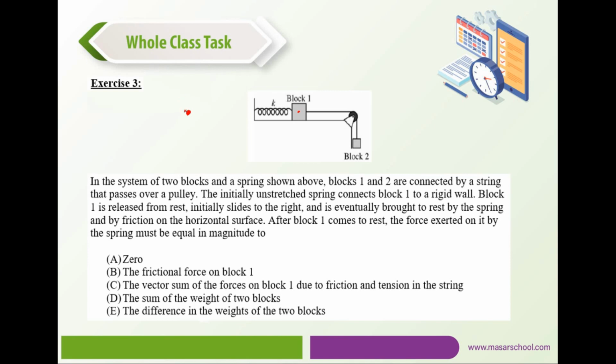We have, so I won't represent the forces here, but I will list them. We have the tension in the spring, let me say force of the spring. We have the tension in the cord, which is F tension, and there will be the force of static friction. So we have 3 forces, and we know that these 3 forces must be balanced forces in order for it to be at rest. So if you refer back to the statement, the force exerted on it by the spring should be balanced by Ft and the friction, and in this case the correct answer would be C, the vector sum of the forces on block 1 due to friction and the tension in the string.